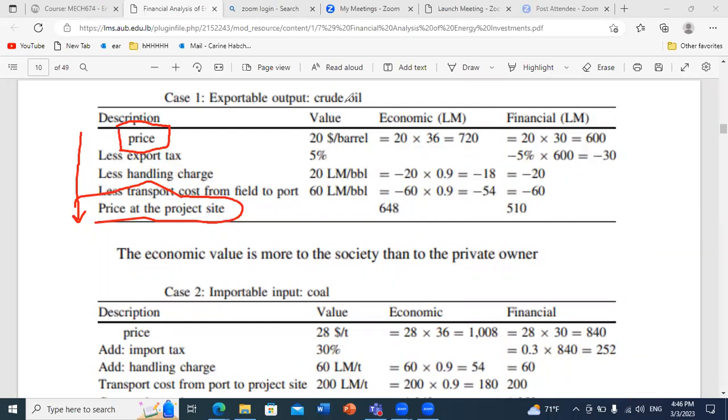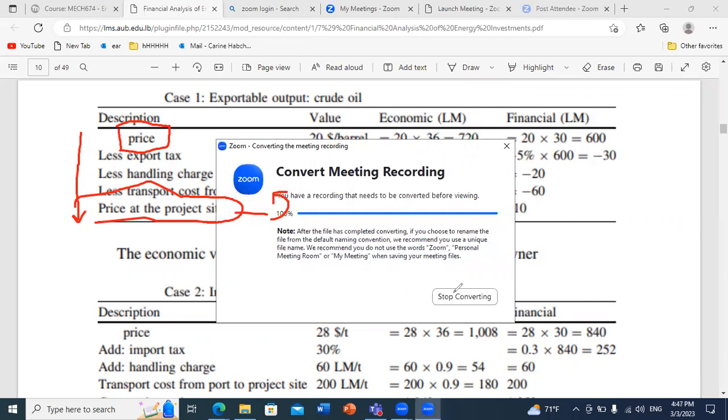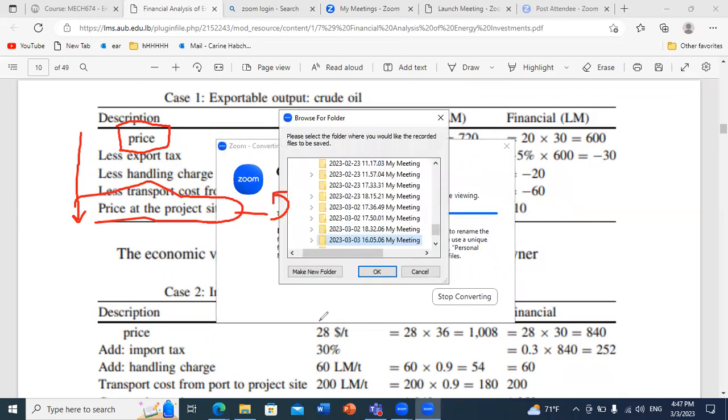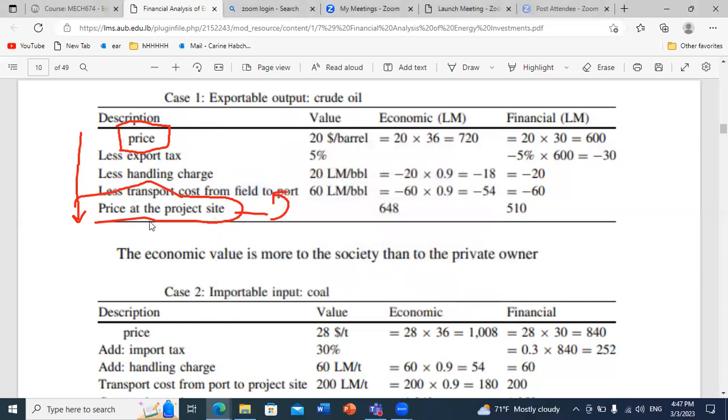Because let's say, for example, in the case of crude oil, you will extract crude oil at the site level. Then, in order to be able to sell it, you should pay fees of transport, you should pay fees of handling, you should pay export taxes, then you can export it. And because they gave us here the final exporting price, we need to subtract all of the other prices in order to come up with the price at the project site.